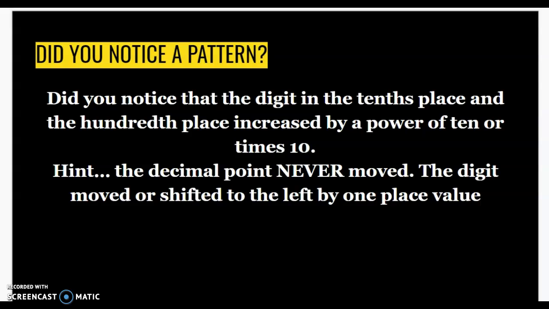In other words, when you are increasing times 10, you don't move the decimal. You shift the whole digit one place value to the left. When you want to decrease in value, or decrease times 10, then you shift your whole digit one place value to the right.